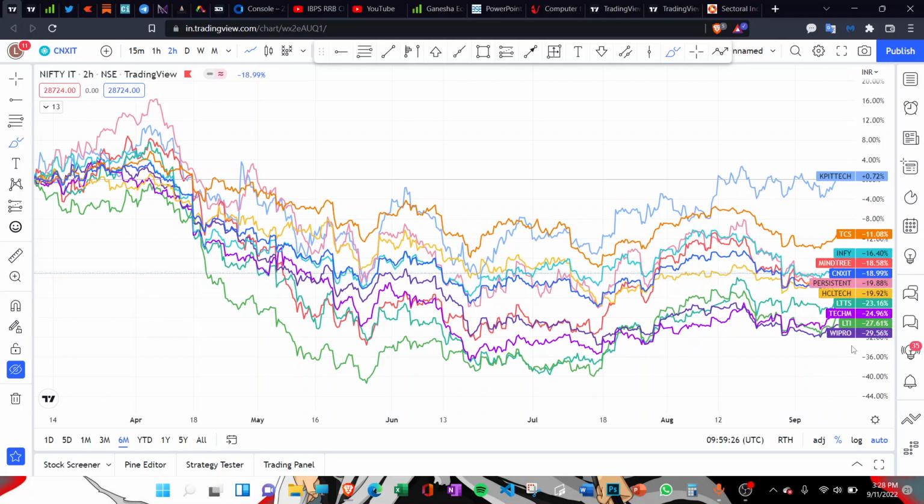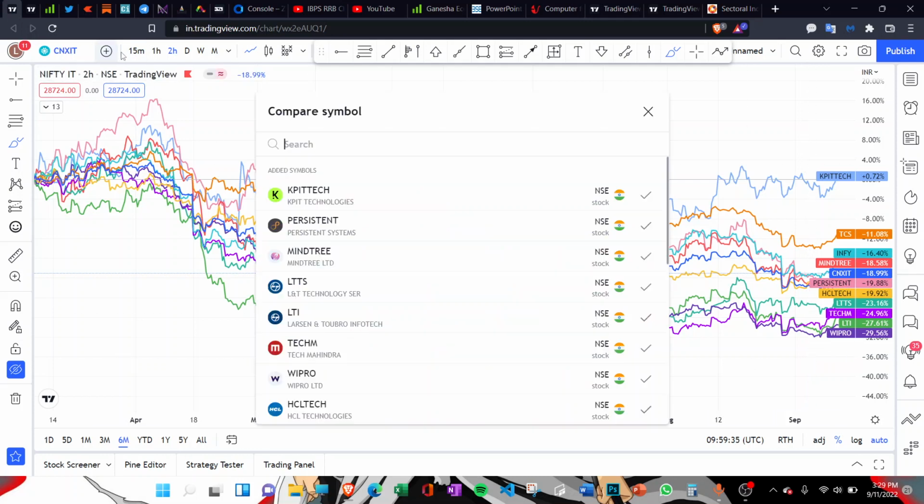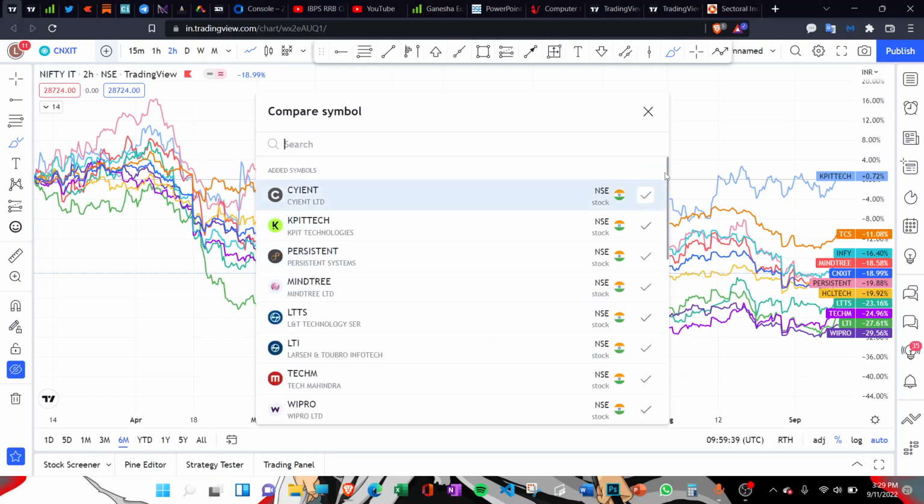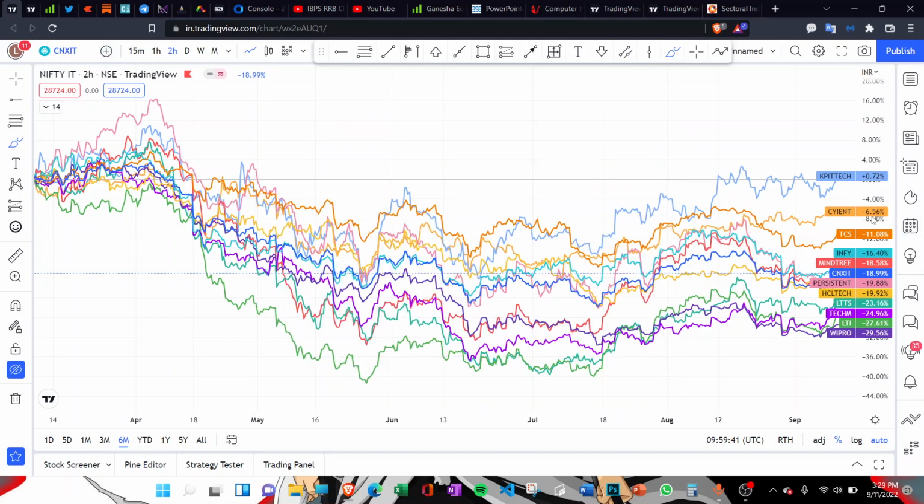we have Persistent, and at the lowest level we have Wipro and Larsen and Toubro Infotech. So clearly, Sient also has performed well as compared to the other stocks right now. So yeah, it has fallen around 6.56%.